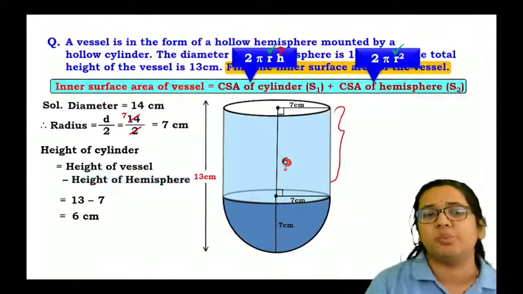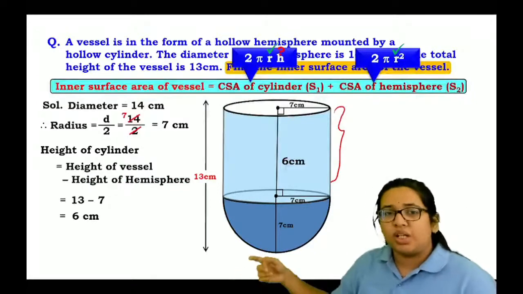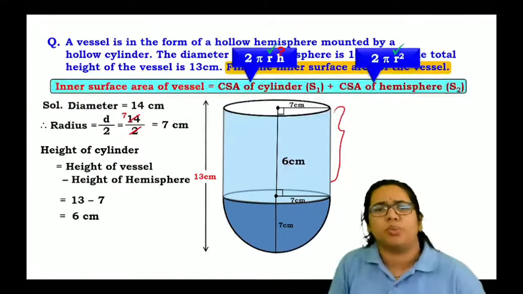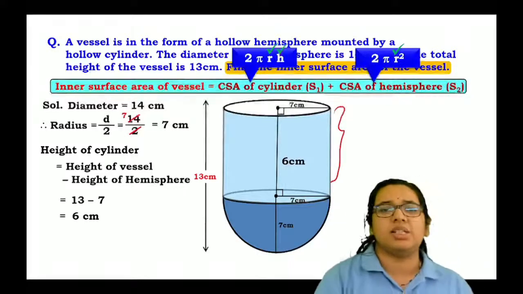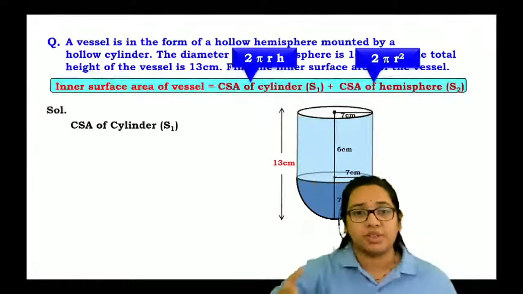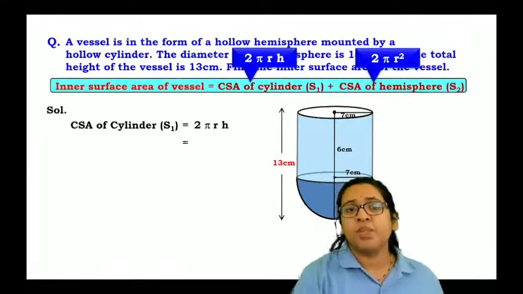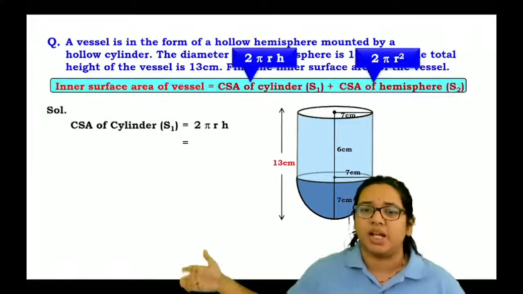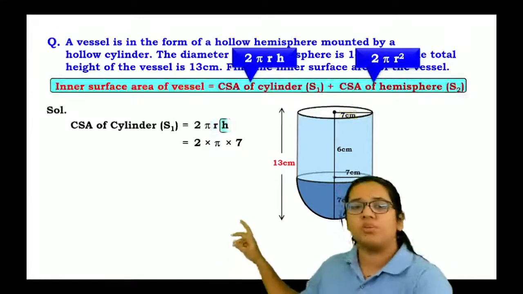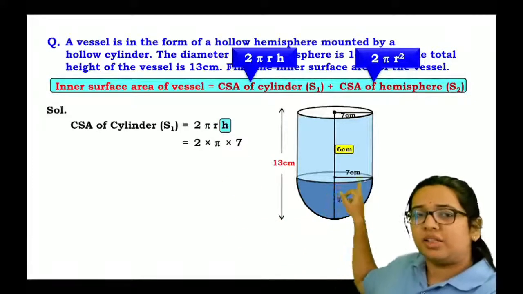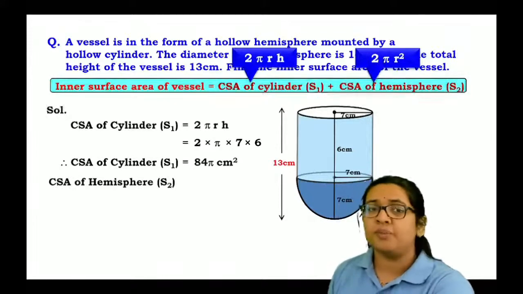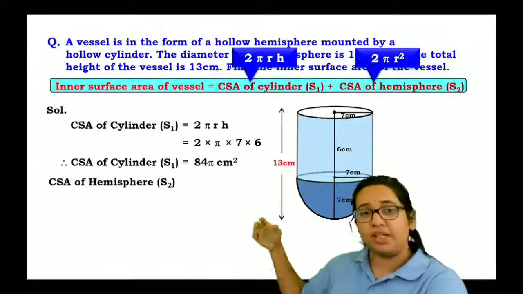So its answer will be 6 centimeter. So now we have the values of R, values of H, and pi is nothing but 22 upon 7. So we can easily go for this one. The first part is curved surface area of the cylinder. So its formula will be 2 times pi RH. We'll just put the values of R and H here. So 2 times pi into R is nothing but 7 and H is nothing but 6. Hence, curved surface area will be 84 pi square centimeter.